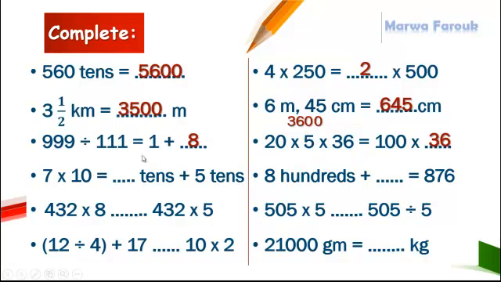Okay, next one. 7 times 10 equal how many tens plus 5 tenths? I know that 7 times 10 is 70 and I know that 5 tenths is 50. So I will say 70 equal what plus 50? It's 20. Excellent. So 20 is how much tenths? It's 2 tenths. Excellent.